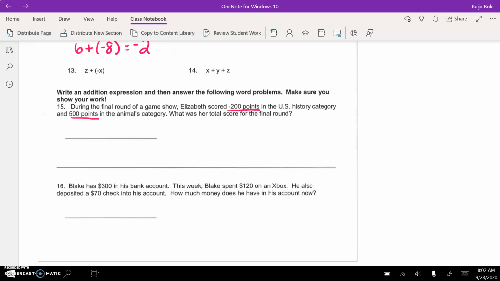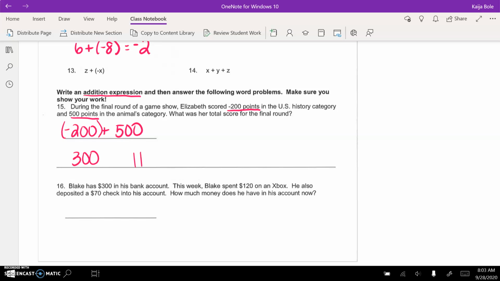So they said very clearly an addition expression. So that means it would be -200 plus the 500. Now you don't need to put the 500 in parentheses. If it makes you feel better to put the -200 in parentheses, you can do that. It never hurts. So then we have different signs, so we find the difference. So when we solve, it would be 300, and it would be positive 300 since the positive number had the bigger absolute value. So then, you can always write a little sentence.